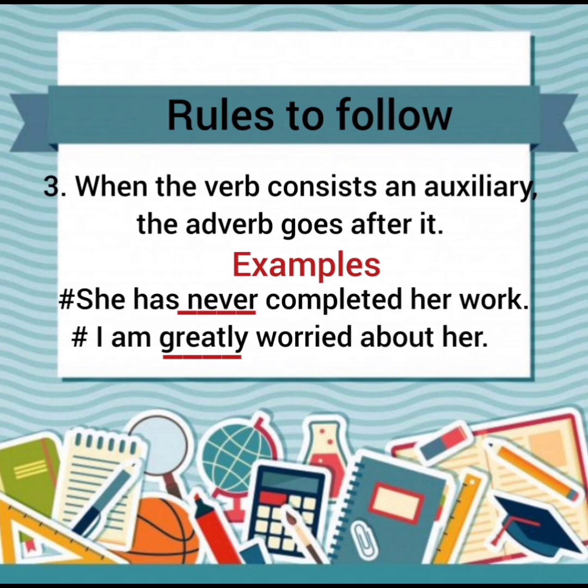Now, the third rule is when the verb consists of an auxiliary, the adverb goes after it. For example, she has never completed her work. Now, has is used as an auxiliary verb here and never is used soon after it, and it is functioning as an adverb here. I'm greatly worried about her.